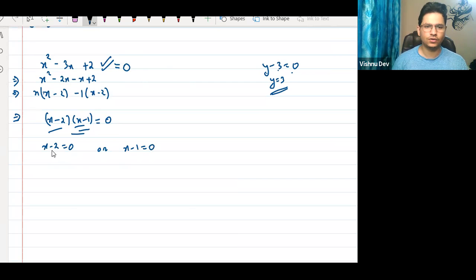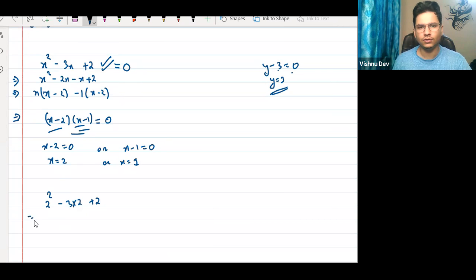What is the value of x? Tell me. If it should be 0, what is the value of x? The x value can be equal to 2 or 1. Yes or no? So if you put x is equal to 2 in this, we get 2 square minus 3 into 2 plus 2, which is 4 minus 6 plus 2.